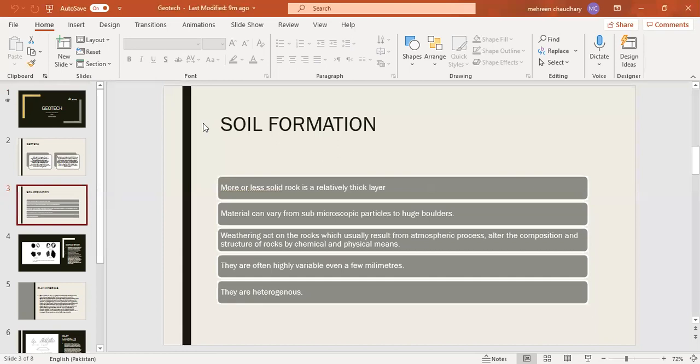How soil forms. More or less solid rock is a relatively thick layer. Material can vary from submicroscopic particles to huge boulders. Weathering also affects the formation of rock.